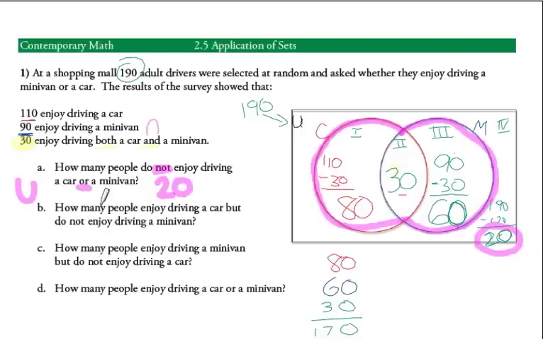Okay. The next one says, how many people enjoy driving a car but do not enjoy driving a minivan? So that means they like a car but not the minivan. And so if we look here, this is the car circle. It intersects with the minivan circle, and we're actually going to have to take out people if they also like the minivan. Okay, so this region, region 1, is people who enjoy driving a car but do not enjoy driving a minivan. And so that is 80.